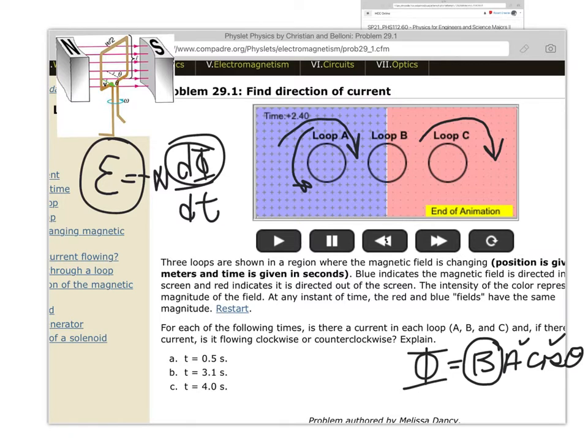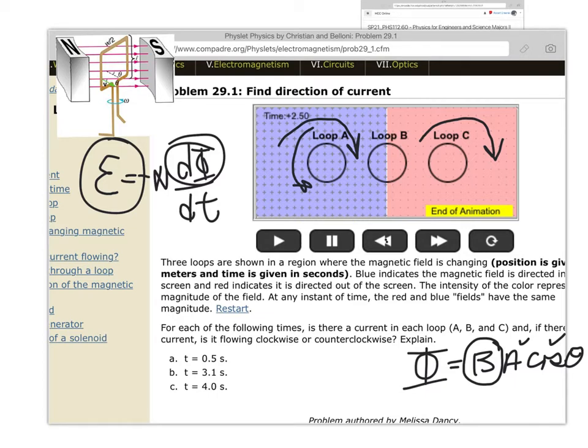And then if we continue to step this, if this will keep running for me, getting lighter and lighter, so we're continuing to lose flux on loop A into the page. So we'll continue to have a clockwise current opposing that decrease in flux into the page, trying to maintain the flux until we get back to 0, and then it switches to the other side.